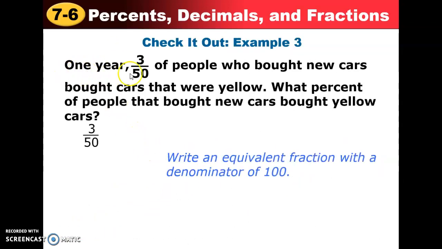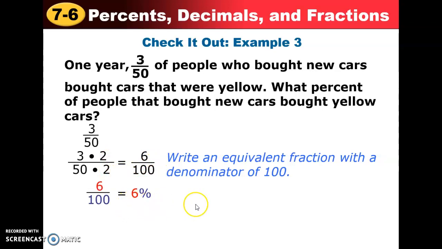Okay, same thing here. 1 year, 3 out of 50 people who bought new cars bought cars that were yellow. Interesting stat. What percent of people that bought new cars bought yellow cars? 3 out of 50. So to change this 50 into 100, we're going to multiply by 2 over 2. That gives us 6 100ths. And that turns out to be 6%. So only 6% of people bought yellow cars. That makes sense. You don't tend to see a lot of yellow cars out there.